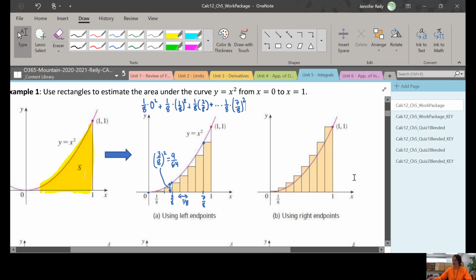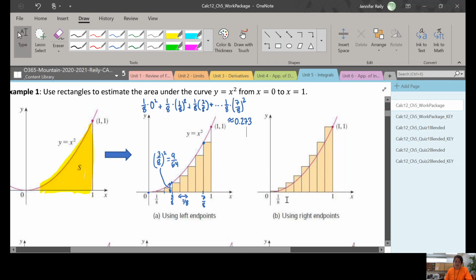If you type it all into your calculator, I'm not going to ask you to do that, but if you did, you'd get about 0.273. So remember I said the exact area is 0.3 repeating, so 1/3. So it's a little bit less. That's because you've got these white spaces here.